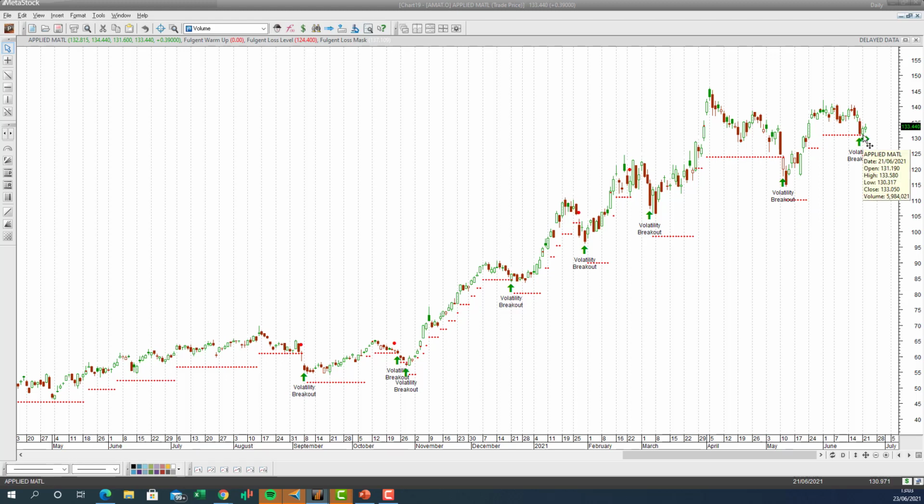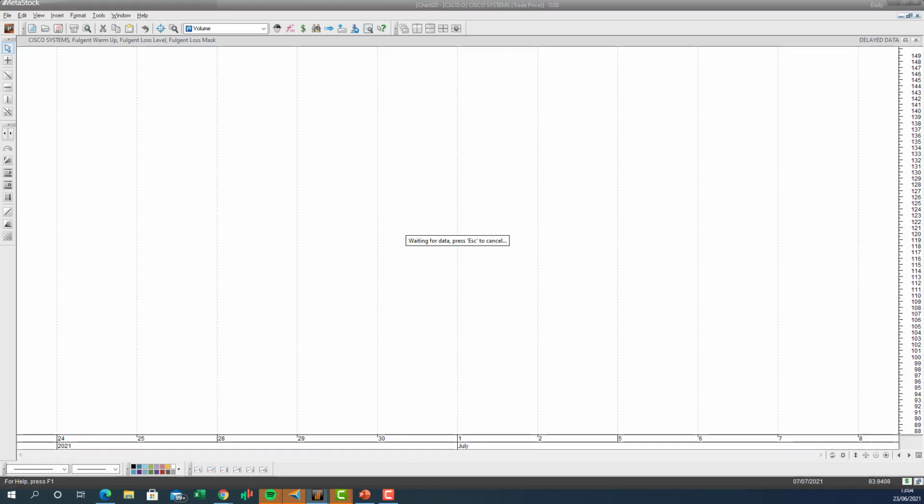And then another volatility breakout's coming. So it will be interesting to see if we'll have a follow through of this move. But it's been a fantastic run since September, almost all the trades generating some healthy returns. Cisco Systems is the next one on the list.